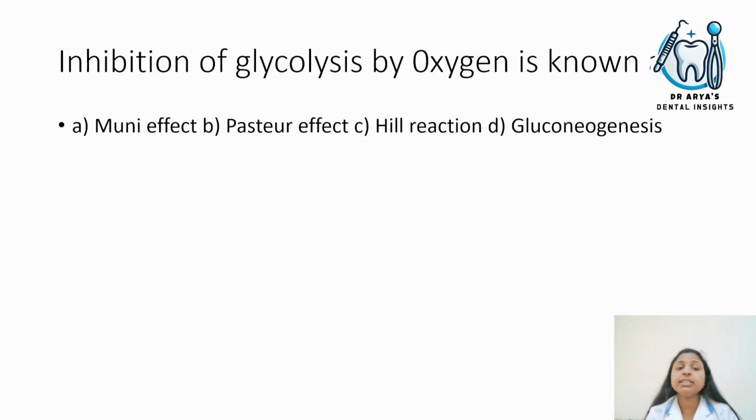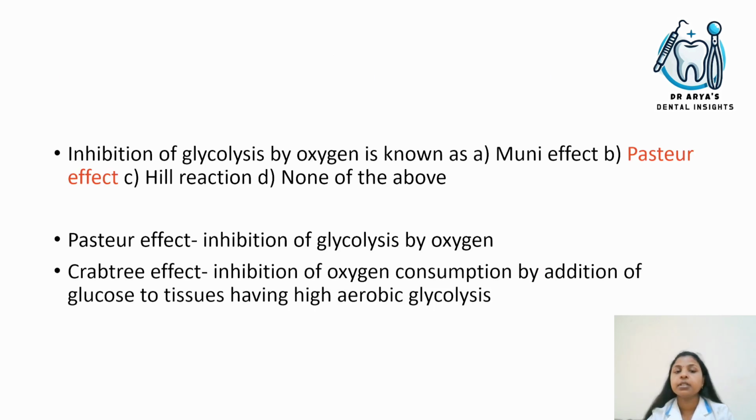So coming to the next question. Inhibition of glycolysis by oxygen is known as? Is it Muni effect or Foster effect, field reaction, or gluconeogenesis? So what is the Pasteur effect? It is the inhibition of glycolysis by oxygen. And the Crabtree effect is the inhibition of oxygen consumption by addition of glucose to tissues having high aerobic glycolysis. So this is the Crabtree effect. And so the answer is Pasteur effect. Okay.